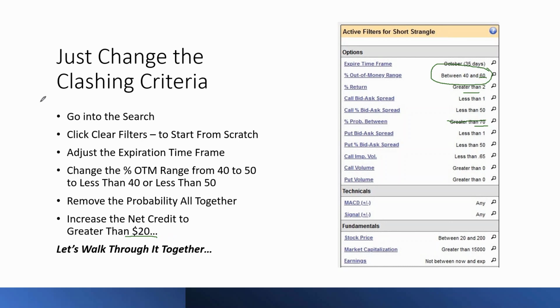Okay, so easiest way to do this instead of continuing on with the slides is we're going to navigate right over to the Power Options suite of tools. And we're going to go through this together. We're going to walk through setting up the short strangle screen, analyzing the default criteria and what was shown, and why that necessarily didn't match the default criteria.